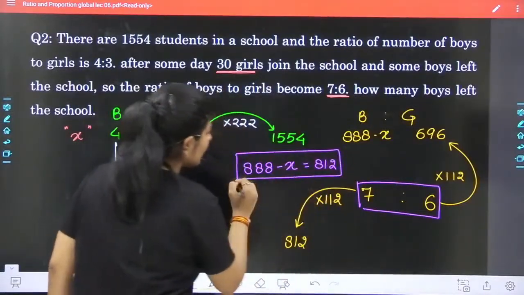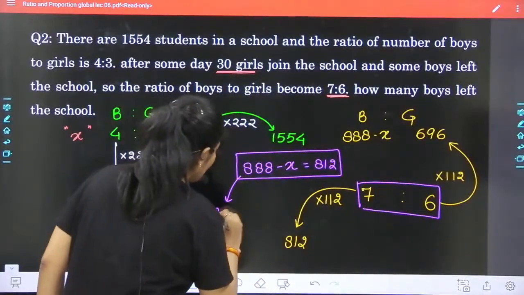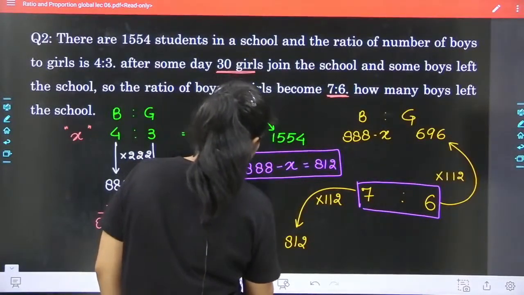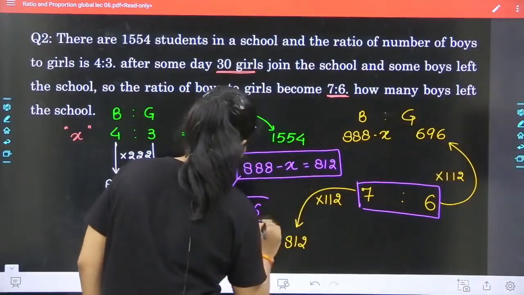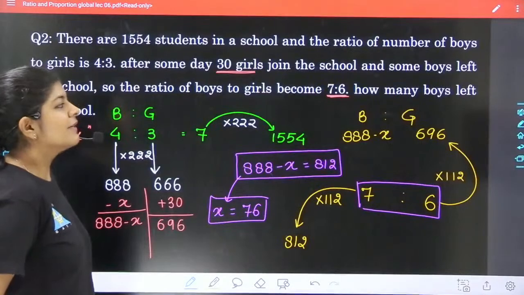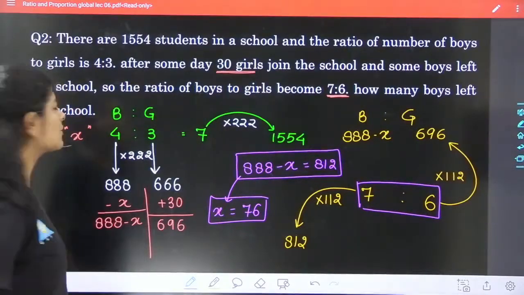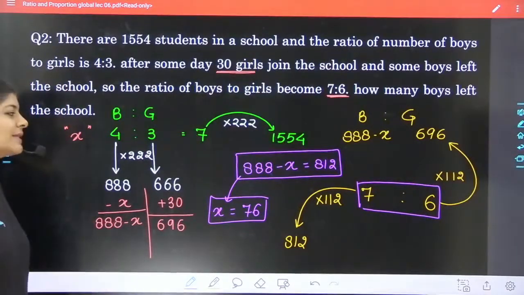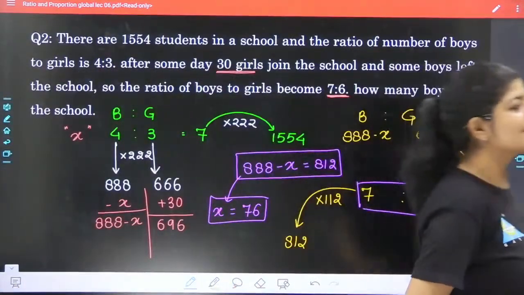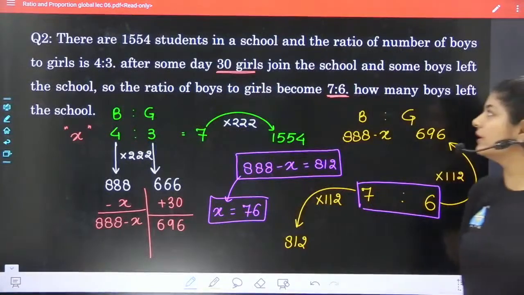From this equation, I simply calculate the value of x, which is equal to 76. That means we can say 76 boys left the school. At the same time, 30 girls joined the school.